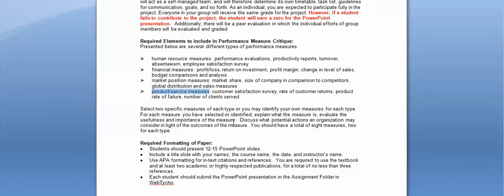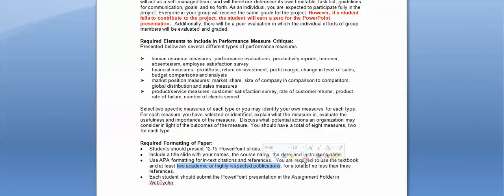So you'll need to define those, and that's going to require that you use APA text formatting in order to reference within the body of the presentation. So the total should be no more than 12 to 15. You must use your textbook. That is a required reference, and you must use at least 2 academic or highly respected publications.